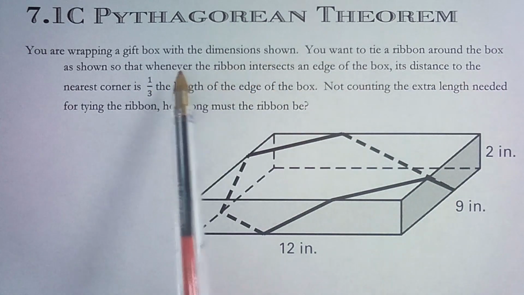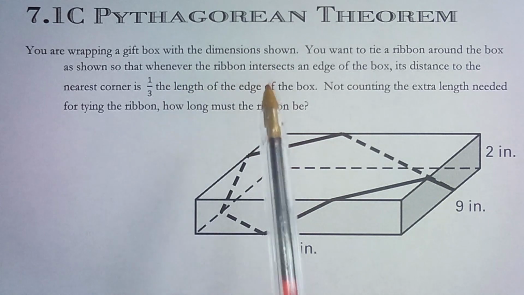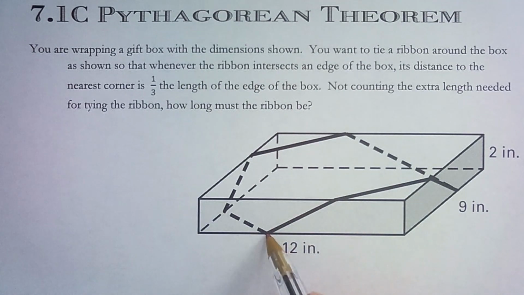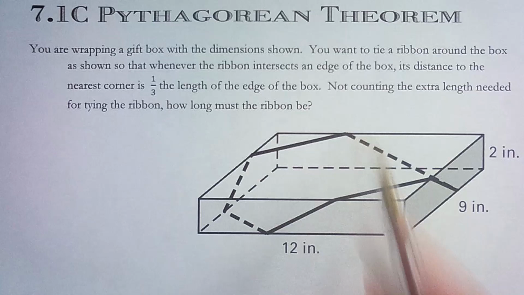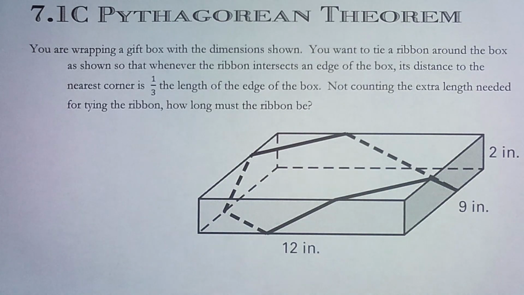And as you wrap the ribbon around the box, wherever the ribbon intersects an edge, like here, here, here, here, and so on, its distance to the nearest corner is 1/3 the length of that edge of the box. Not counting any extra ribbon needed for tying it, how long must the ribbon be?